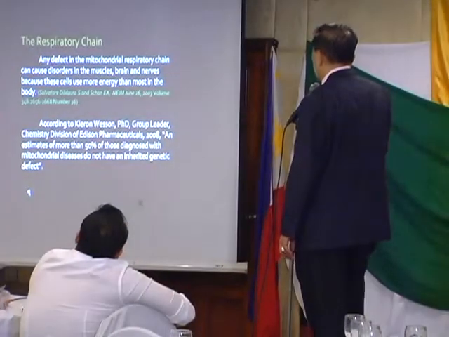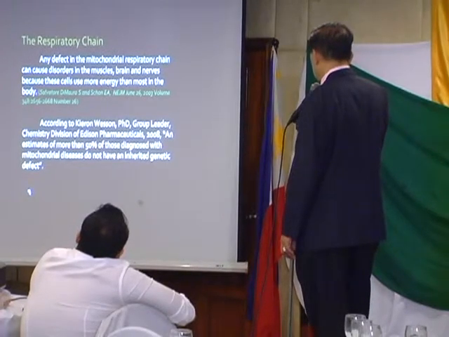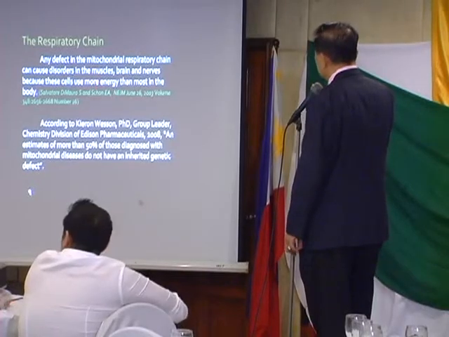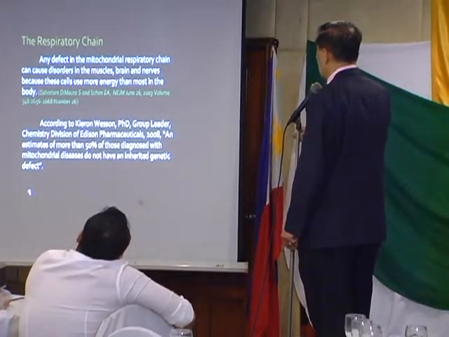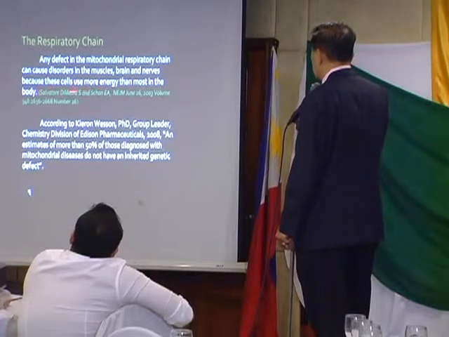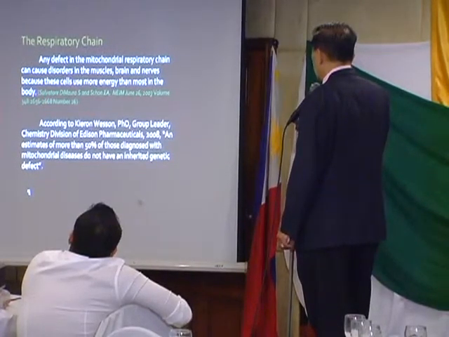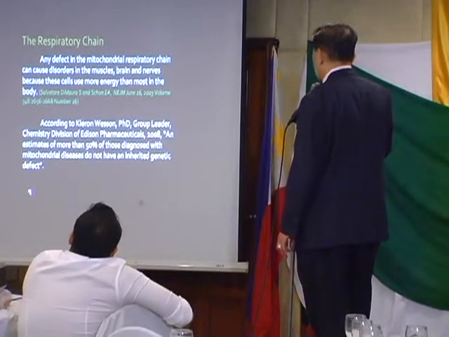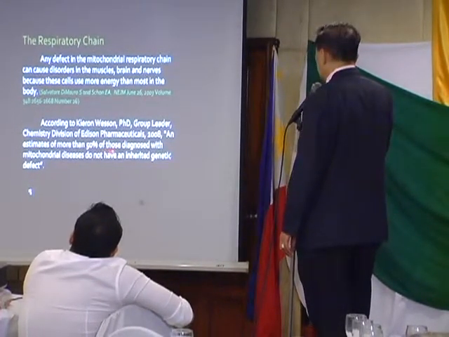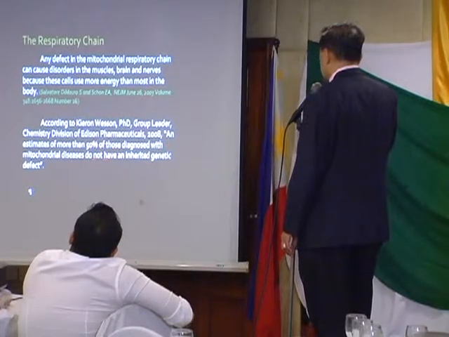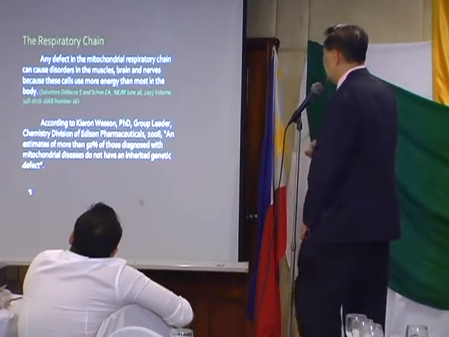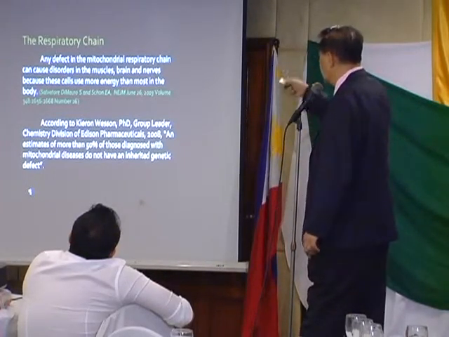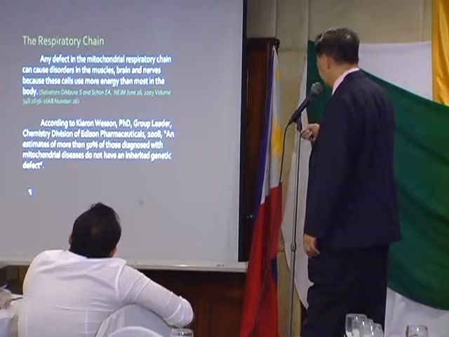The respiratory chain. Any defect in the mitochondrial respiratory chain can cause disorders in the muscles, the brain, and nerves, because these cells use more energy than most in the body. According to Kieron Messel, PhD, Group Leader, Chemistry Division of Edison Pharmaceuticals, 2008, an estimate of more than 50% of those diagnosed with mitochondrial diseases do not have an inherited genetic defect. That means some of what they call genetic defect can be repaired by just fixing the respiratory chain.